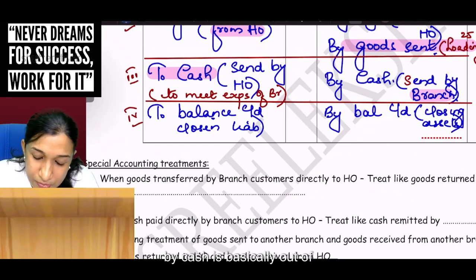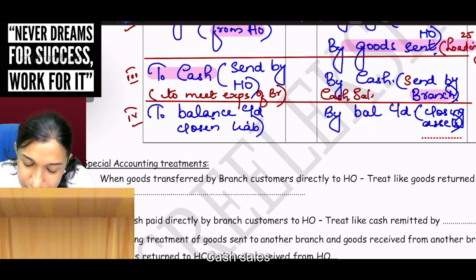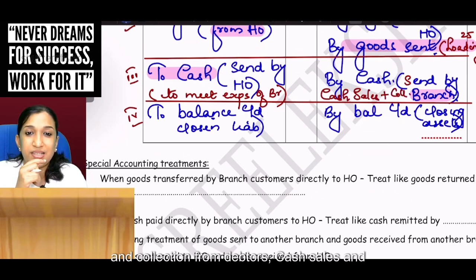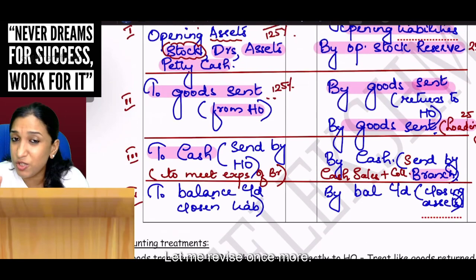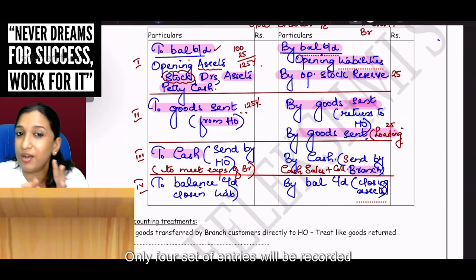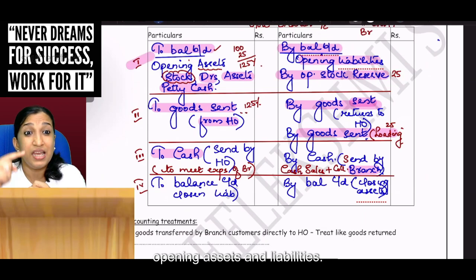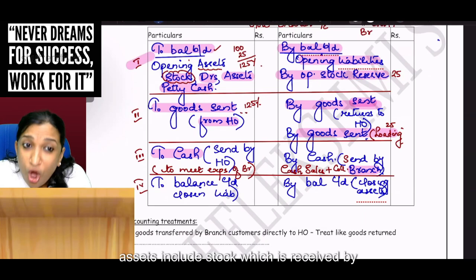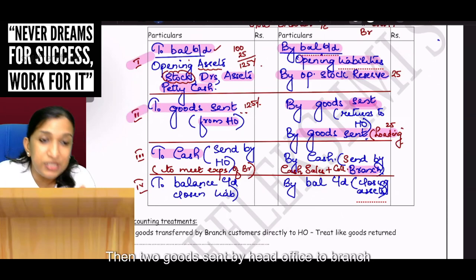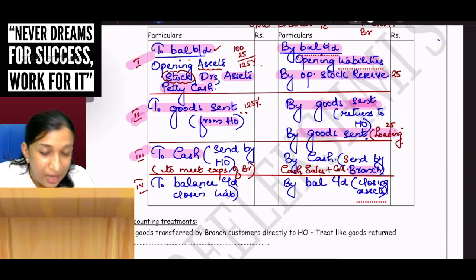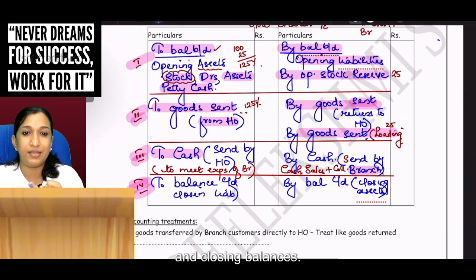From where does this branch get cash? Cash sales and collection from debtors. And closing balances. Let me revise once more. Only 4 sets of entries will be recorded in the books of head office with regard to branch account. Opening assets and liabilities. If opening assets include stock which is received by branch at invoice price, eliminate loading. Then goods sent by head office to branch and returns. Cash sent by head office to branch and cash received, and closing balances.